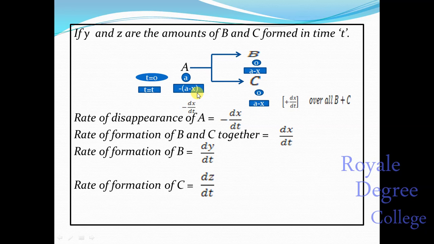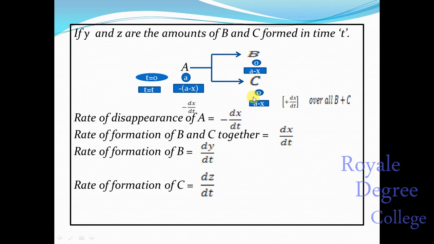Why? Because we are seeing the rate of disappearance of A, that is equal to minus dx by dt. It is disappearing. As a result of that, the formation of B and C products will take place. So here, the rate of disappearance of A is equal to minus dx by dt. Then the rate of formation of B and C together is equal to plus dx by dt. We are adding B and C. Then if we are seeing separately, the rate of formation of B and the rate of formation of C.